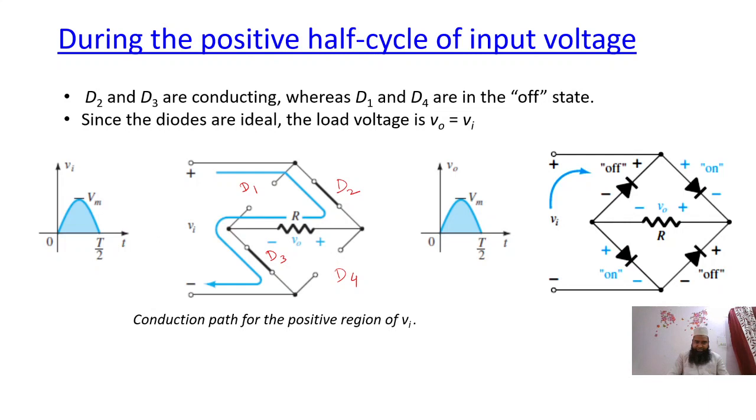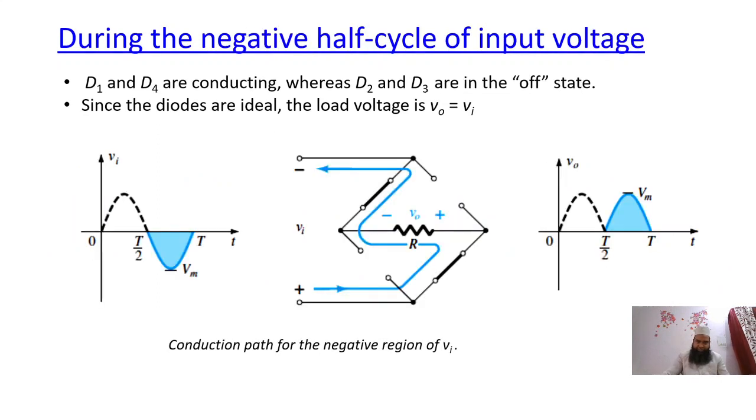Since the diode is considered as an ideal diode, the full input voltage will appear across the load. So during the negative half cycle, this will be the condition: this terminal is negative and this terminal is positive. Diode D1 and D4 will be forward bias.